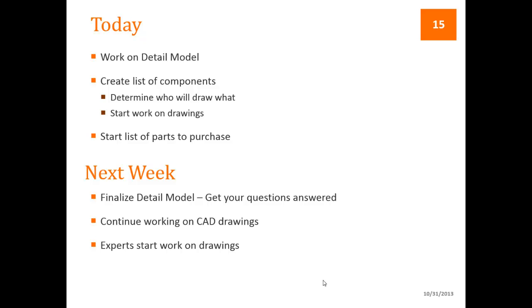And then start working on your list of the parts that you're going to purchase, the bill of materials. Start looking at websites, start seeing where you might order things, what things are you going to actually have to build versus buy, because you need to figure those out so that when you draw the CAD drawings, you're actually drawing the part that's really going to go into your thing.